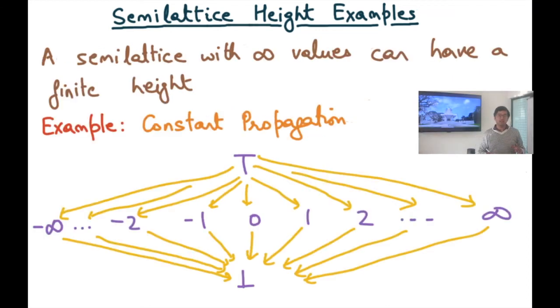But notice that it's not necessary. In our previous semilattice, we had an infinite number of values in V, and even the height was infinite. But is it always true that if you have an infinite number of values, then the height must always be infinite? Well, the answer is no. A semilattice with an infinite number of values can have a finite height, and we have already seen an example, and that's the constant propagation example.